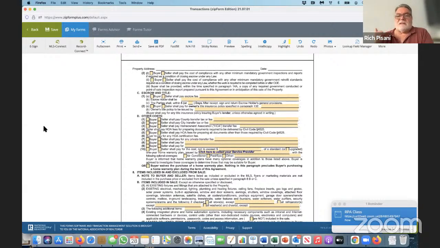So other costs: county, city, HOA. If there is an HOA, we normally ask for the sellers. Private transfer fee, I always check and then add if applicable. So I would do that. Home warranty. Get an amount. Always ask for upgraded.